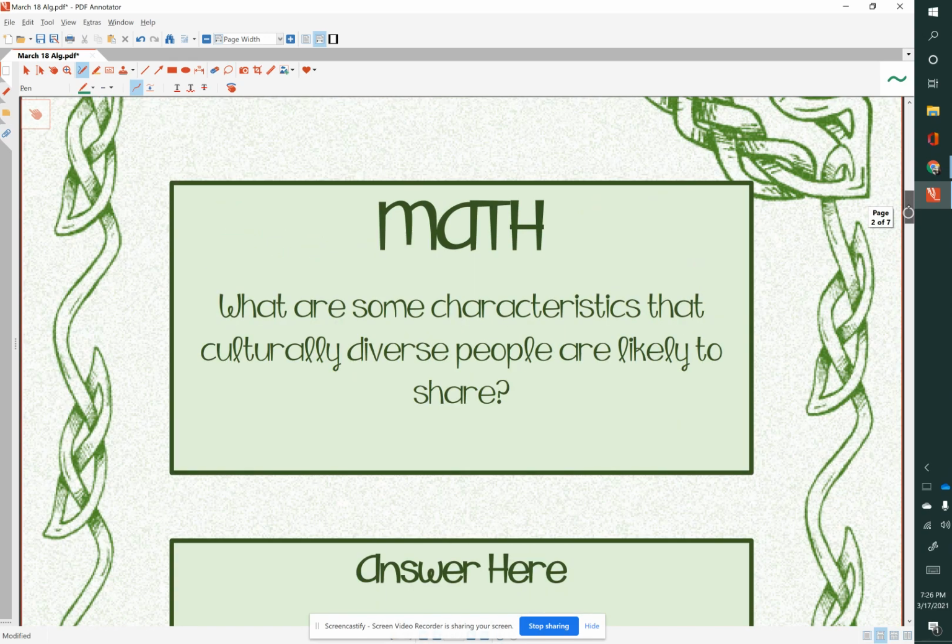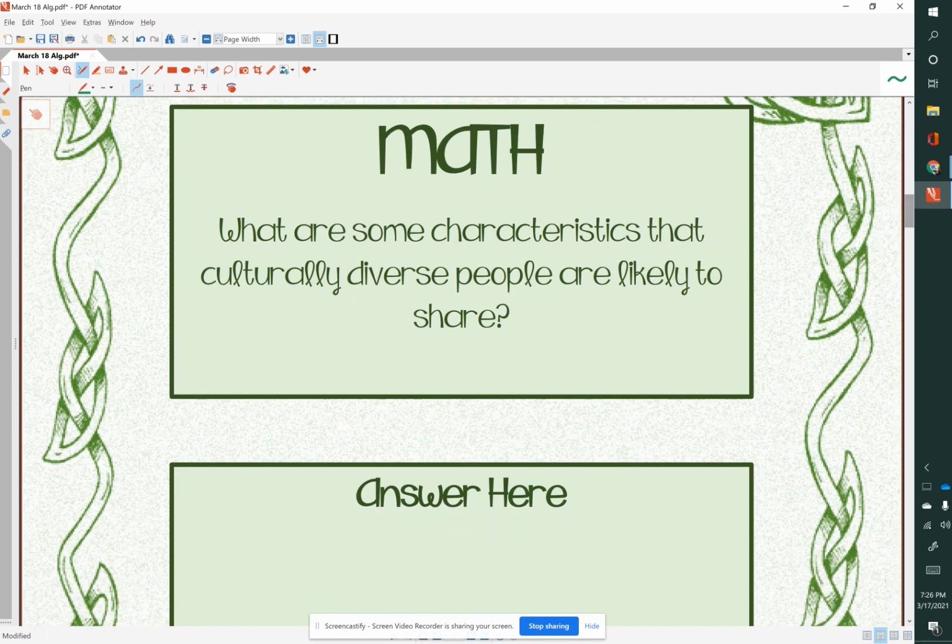So for our do now, we have our question, what are some characteristics that culturally diverse people are likely to share? I think where we're headed with this question is even though people can be very, very different from each other, there are things that they can share, like maybe great food, good music, kindness, love for one another, love for family. So I want you to think about things that culturally diverse people have that they share that could be the same. And please answer that right here.